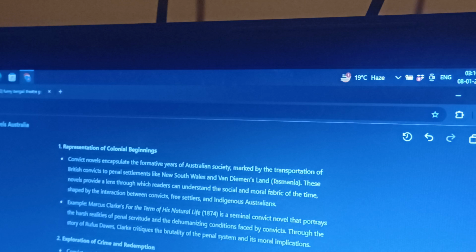Example: Marcus Clarke's For the Term of His Natural Life, 1874, is a seminal convict novel that portrays the harsh realities of penal servitude and the dehumanizing conditions faced by convicts. Through the story of Rufus Dawes, Clarke critiques the brutality of the penal system and its moral implications.